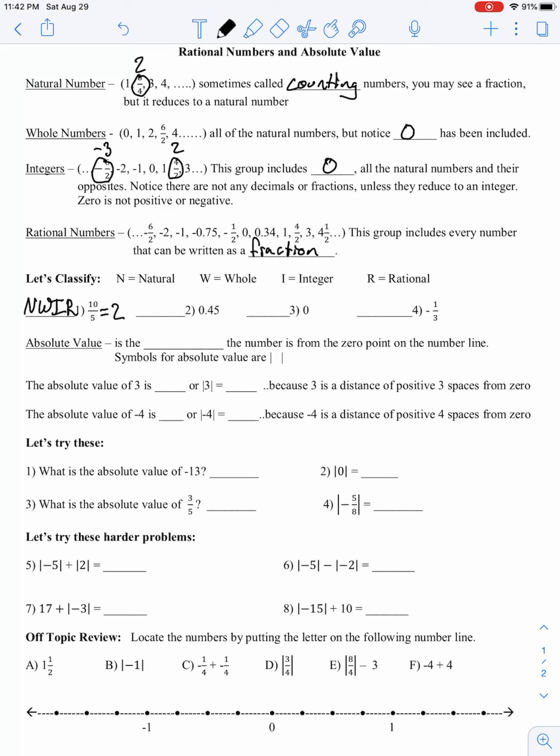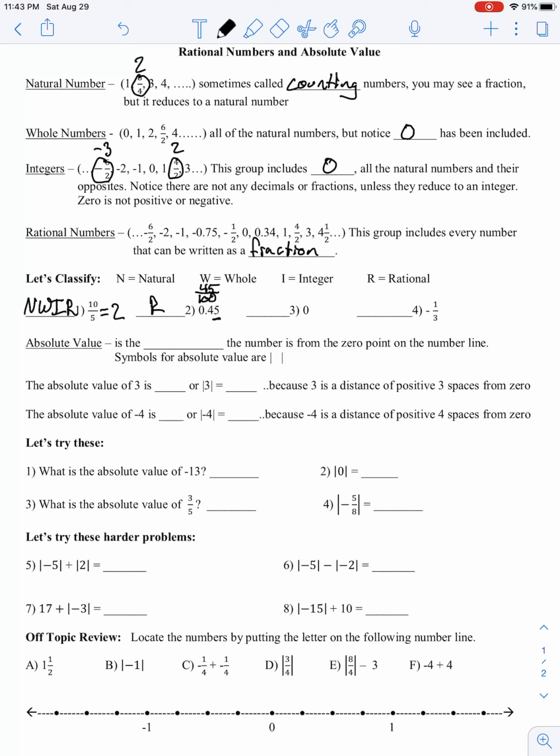Next we have a decimal, 0.45. If we were to rewrite this, we notice that we're dealing with the hundredths place, where our 5 is. So the denominator of this will be 100, and we're dealing with 45 of those hundredths. We can reduce that down, but we're not going to worry about that right now. All we are worried about is noticing that this is a rational number, because I can rewrite it as a fraction. It's not going to be an integer, a whole number, or a natural number, because it is not a whole number, as we see above for all the other groupings.